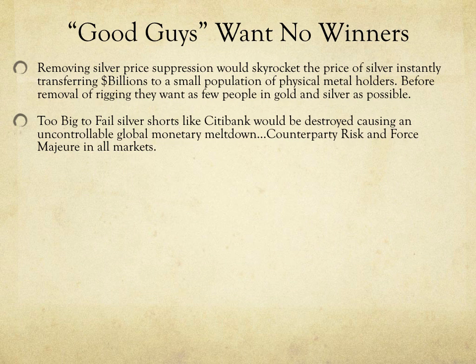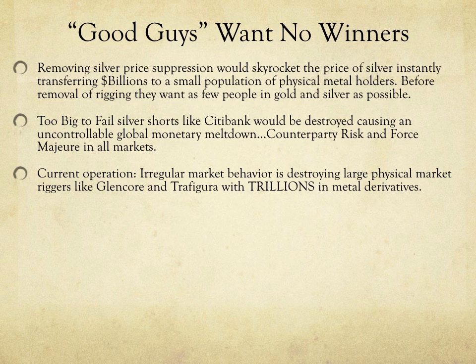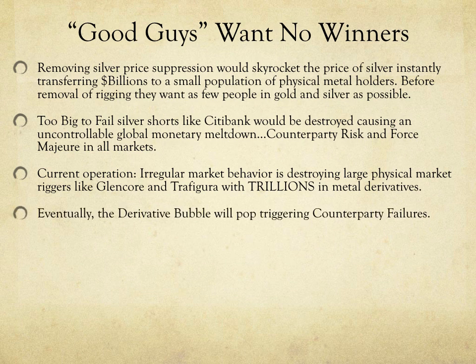It's a big, big deal. Current operation, irregular market behavior is destroying large physical market riggers like Glencore and Trafigura with trillions in metal derivatives. Yes, those are the two big market riggers started by Mark Rich. Those of you who have followed my work, go to roadtoruta.com, do a search for Mark Rich. You will find a treasure trove of information about physical market rigging, how to do it, and who is doing it. But eventually the derivative bubble will pop, triggering counterparty failures.